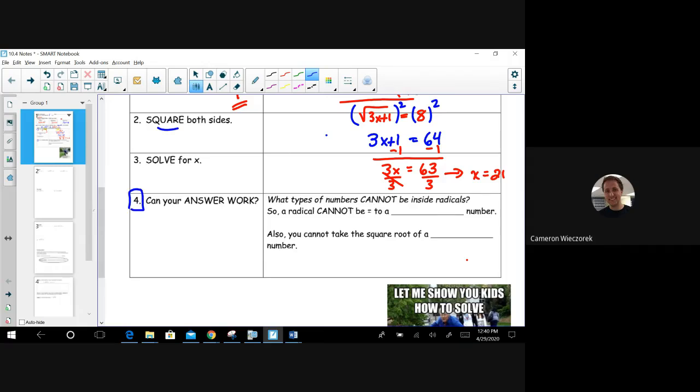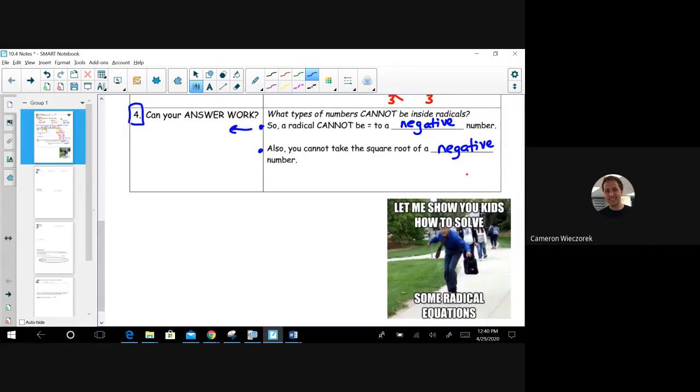So what types of numbers cannot be inside radicals? Well, the first thing that can't happen is you can never have a radical be set equal to a negative number. And the other thing you can't have is you can't take the square root of a negative number. So when you're checking your answers, if you ever get to a stage that looks like this or like this, it's not possible. So for example, if you see something that looks like this, square root equals a negative.